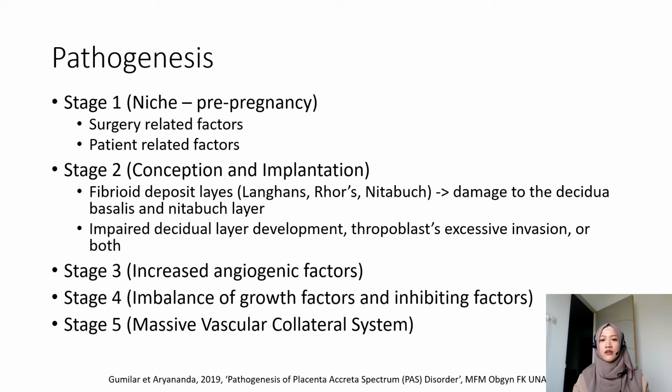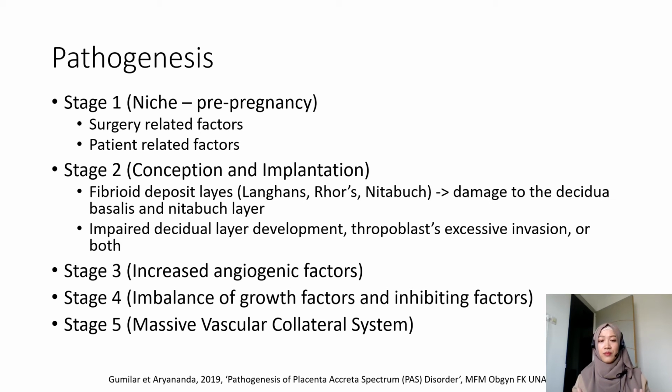This impaired decidual layer development, trophoblast excessive invasion, or both can happen in this stage. The third stage is increased immunogenic factors, like we talked about in the etiology before. There are so many chemokines, cytokines, and angiogenetic factors, VEGF, PLGF, that play roles here. And stage 4 is imbalance of growth factors and inhibiting factors.